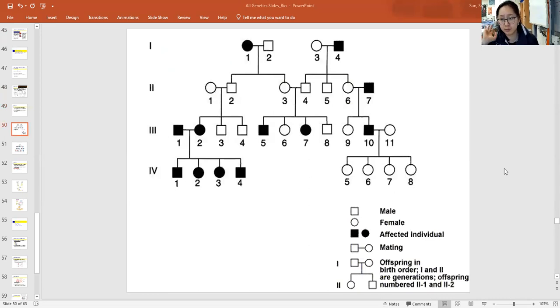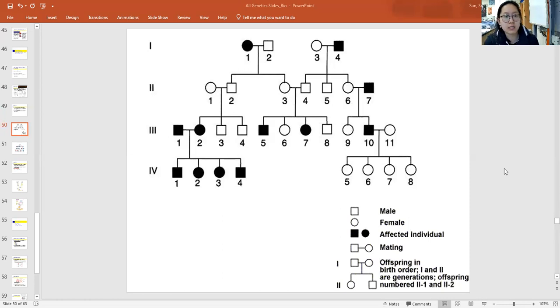So here's an example of a pedigree. This is the black and white one. This is the common one that you'll probably see where, if you notice, all of the shapes, the circles and the squares, are either completely filled in or completely empty. Some will actually have them half filled to show that it's a carrier or a heterozygote. But with these ones, you have to make an assumption based on the information given.